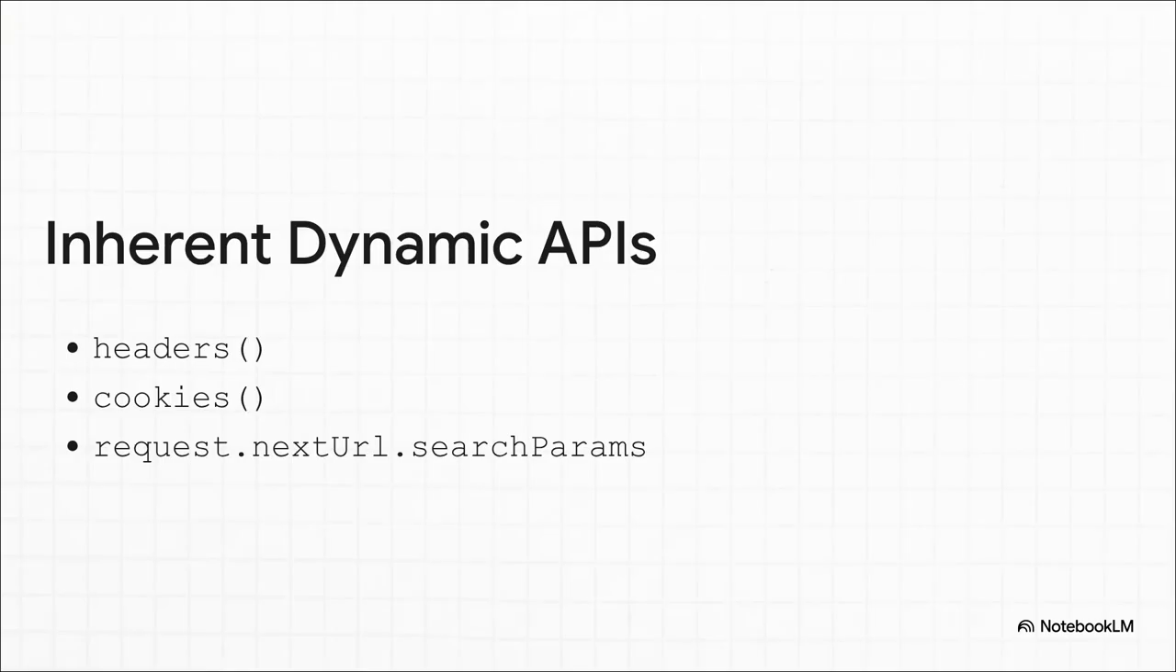Well, the first group of triggers are what we can call inherent dynamic APIs. These are functions that, just by their very nature, need to know something about the specific user who is visiting the site right now. Think about it. Things like headers or cookies. You can't know a user's cookie at build time, right? You can only know it when they actually make a request. So if your page uses any of these, Next.js has no choice but to build it on the fly.